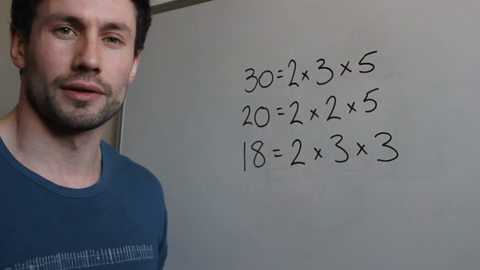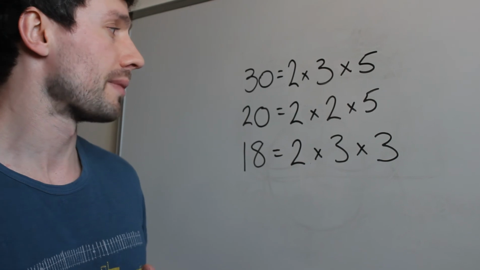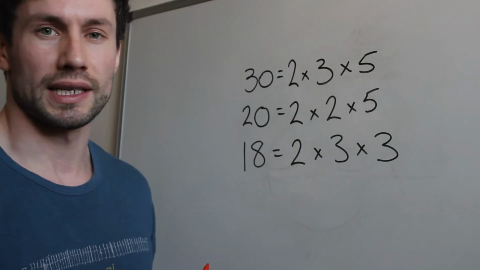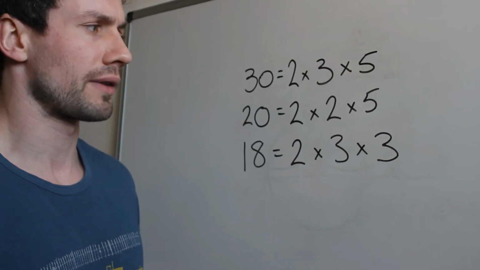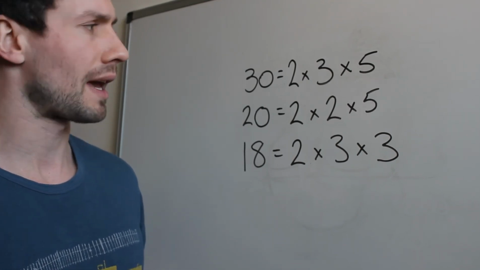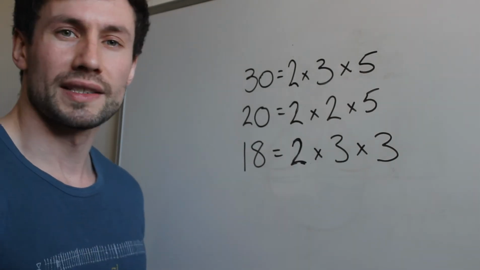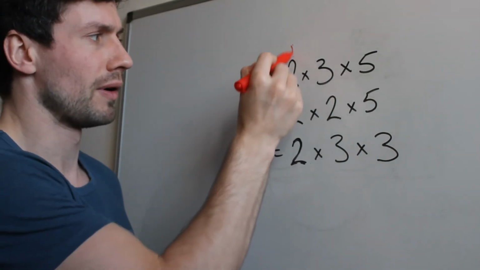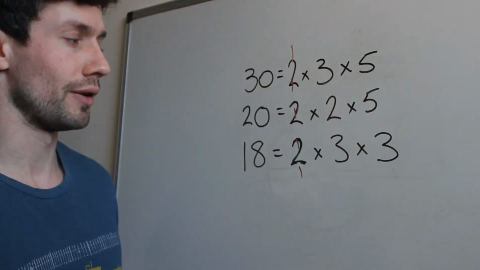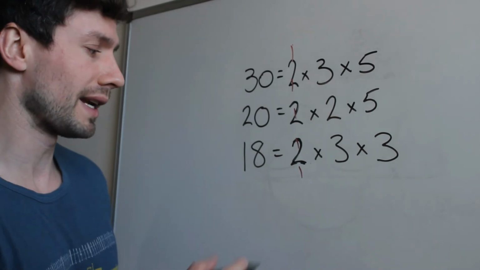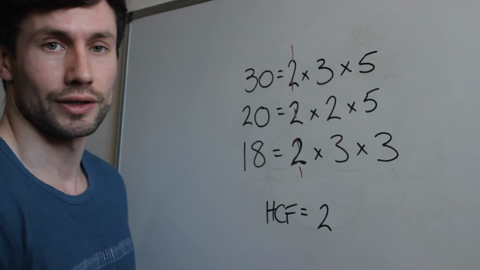Here's a quick example to show how this process still works with 3 numbers. The 3 numbers that I've chosen are 30, 20 and 18. I've written these 3 numbers out with their prime factorizations in this simple method, so they are now ready for me to compute the highest common factor. We can see from this that there's only one prime which is common to all 3 of the numbers, and that is 2. Therefore, we can quickly compute that the highest common factor of these 3 numbers is 2.